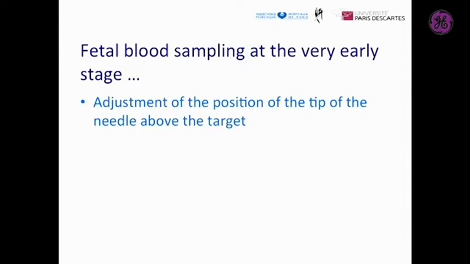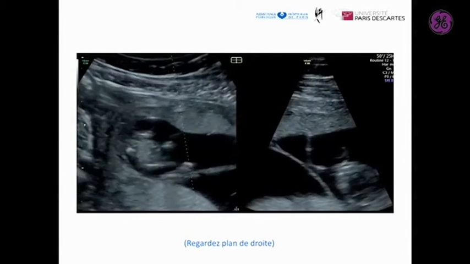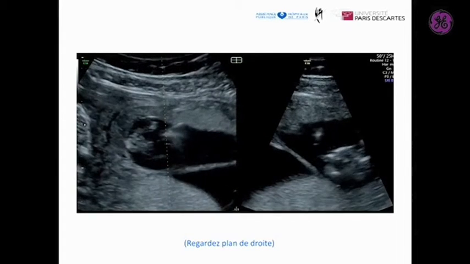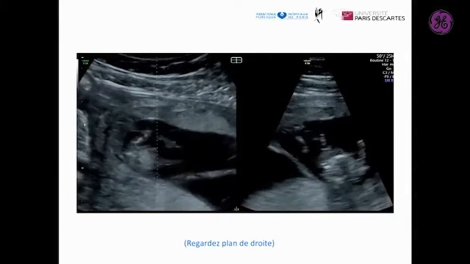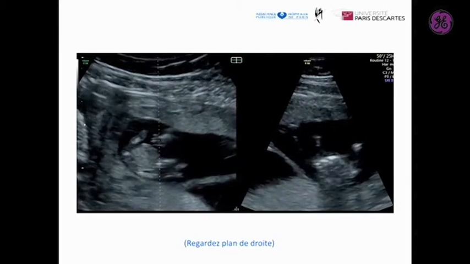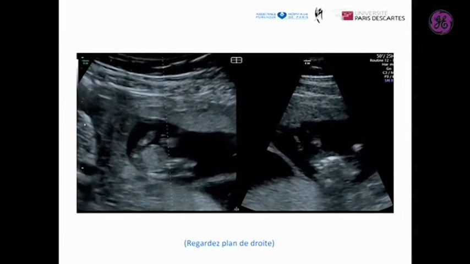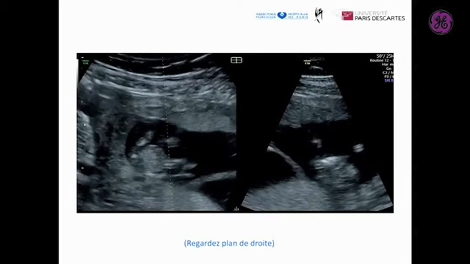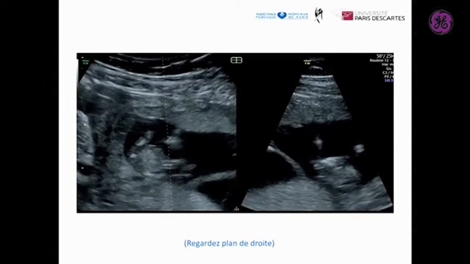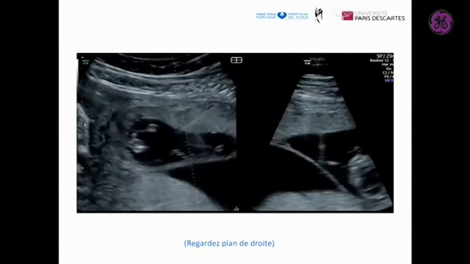At a very early stage, meaning late first trimester, it might also be a prospect for gene therapy or stem cells to actually get to the very early fetal blood circulation and the very early cord. So this is a 12-week fetus, and you see again on the left the needle in the appropriate plane, perpendicular to the table, touching the cord, and only on the right-hand side you see the tip of the needle for the adjustment before getting right and sharp into the umbilical vein.